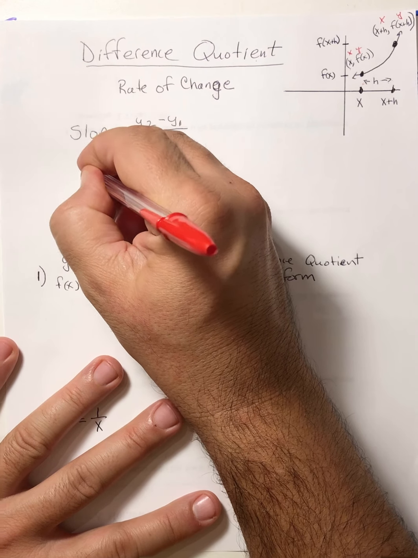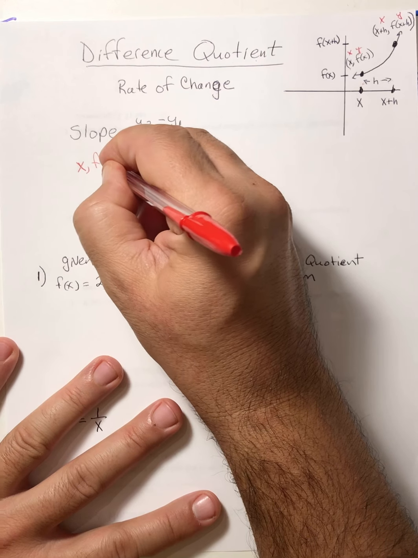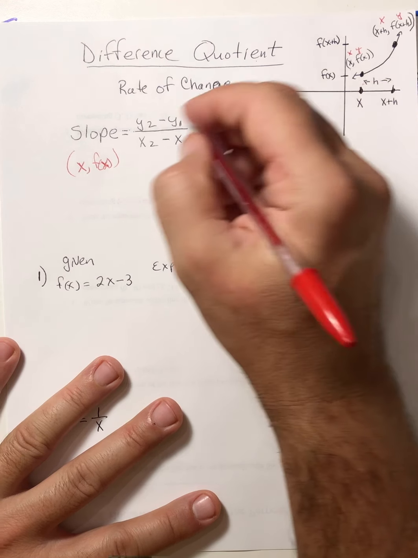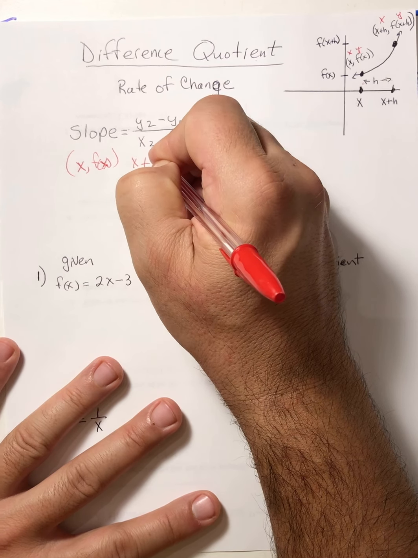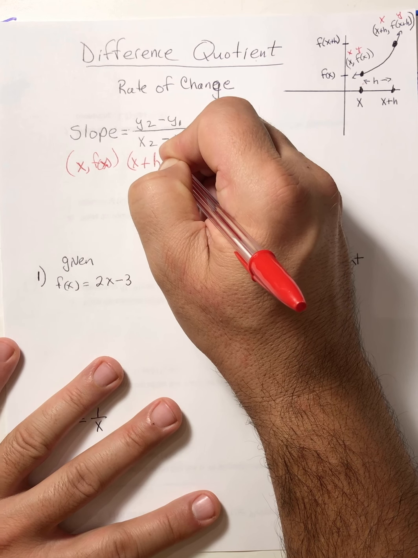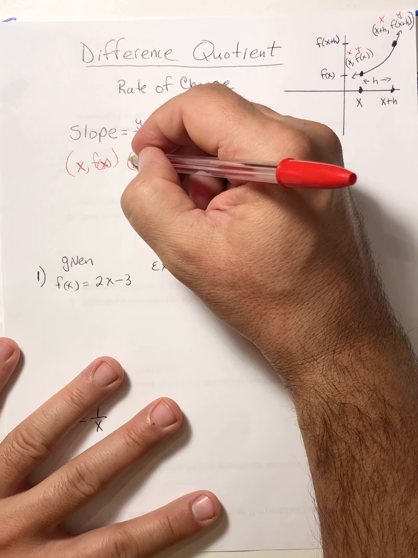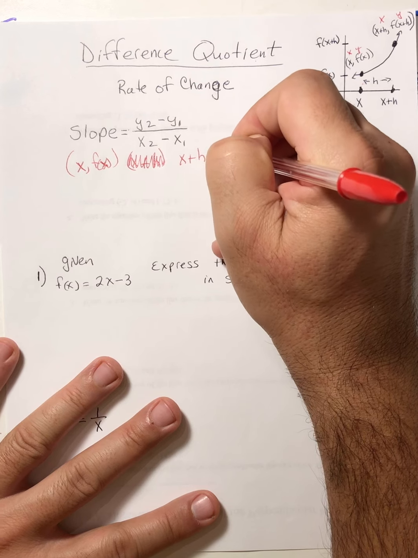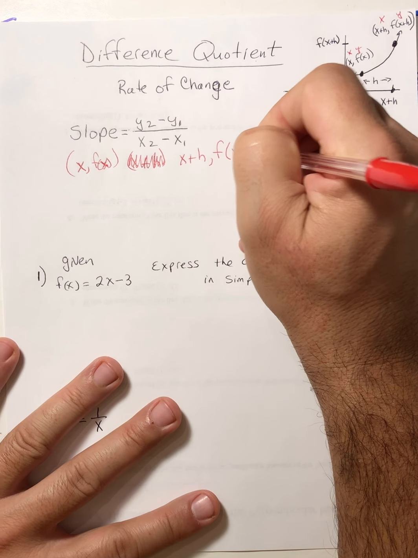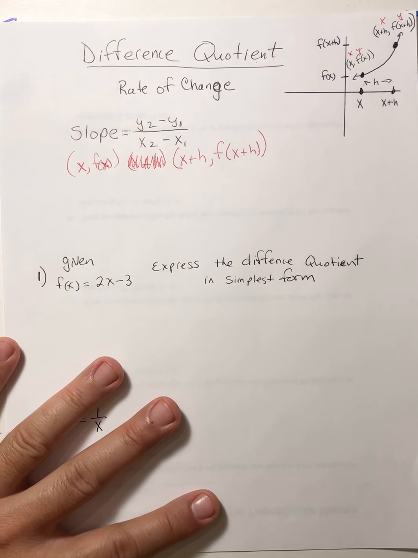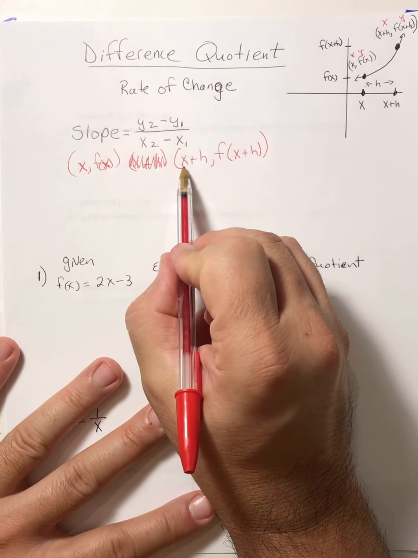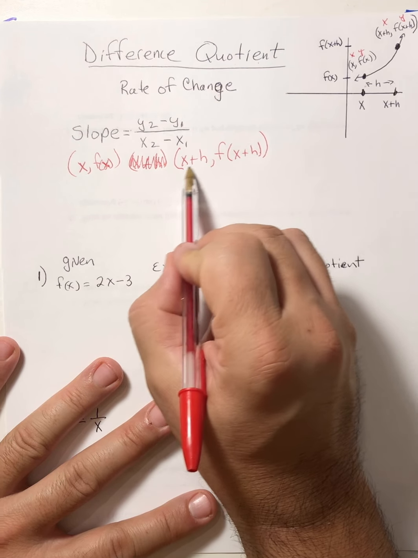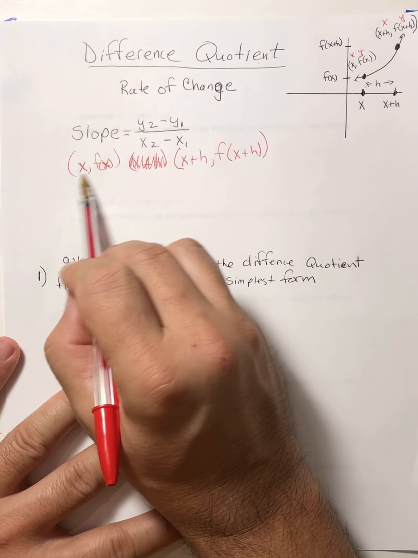So we're looking at the ordered pairs x comma f of x, and x plus h comma f of x plus h. So we're going to fill in the slope formula. I'm going to use this as my x2, y2, and this will be my x1, y1.